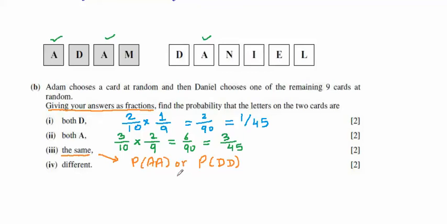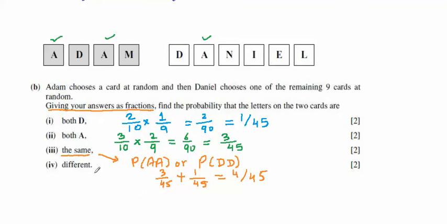Or means plus, and the probability of both A's we already have found. It is 3 over 45, and the probability of two D's we already have taken. It is 1 over 45. So it means it will be 4 over 45. So this is the result of this part.